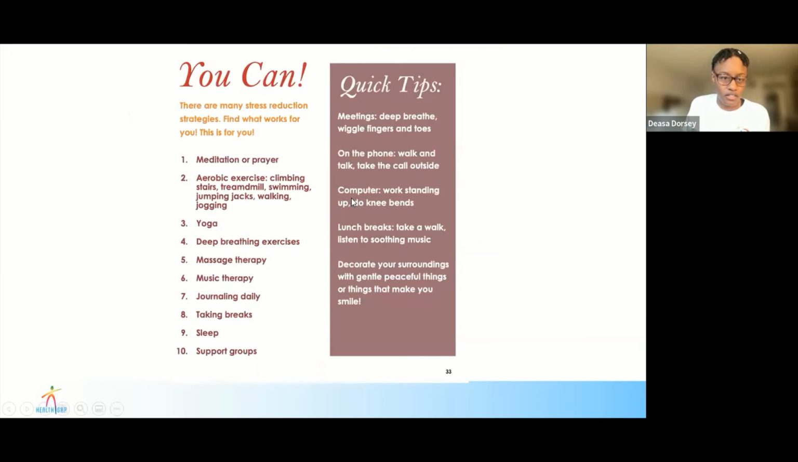All right. So stress. This is something that we don't think about enough when talking about diabetes. Stress directly affects diabetes and other things. There are hormones from stress that increase your blood pressure, raise your heart rate, and can cause your blood sugar to rise too.